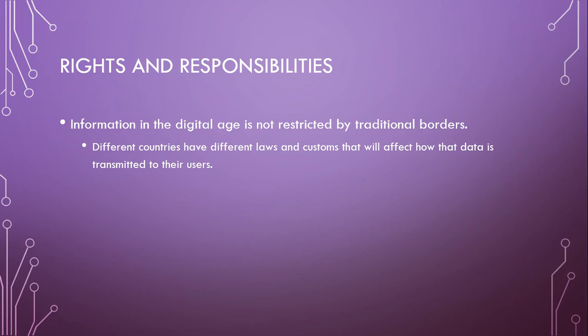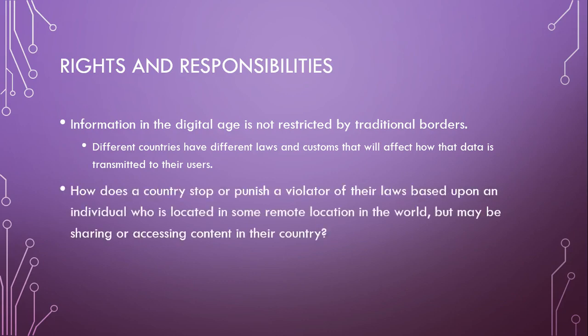So you have to understand that they can't just say whatever because of those restrictions. So then the question starts becoming, well, how does the country stop or punish a violator of their laws based upon an individual who is located in some remote location in the world? They may not belong to the country, or maybe they're a citizen of it but they're overseas, but they may be sharing or accessing content in their country. So what's their policy, what's their procedure for that? How do they censor that information?